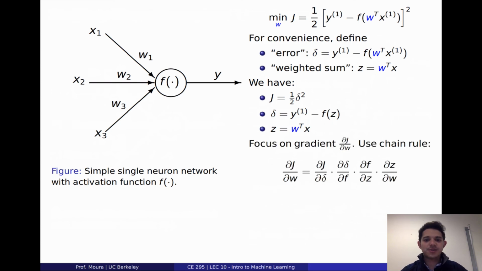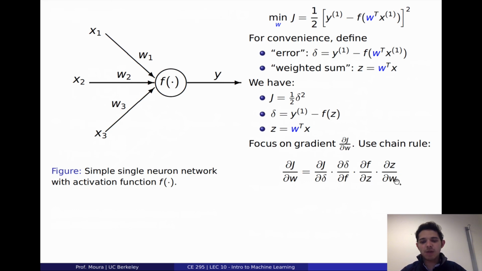All right, now let's focus on the gradient, partial J, partial w. The secret here is chain rule. That's it. We're just going to apply chain rule. And because I've defined this notation in a particular way, we can unravel this in nice bite-sized pieces. So using chain rule, we can express partial J partial w as partial J partial delta times partial delta partial f, partial f partial z, times partial z partial w.